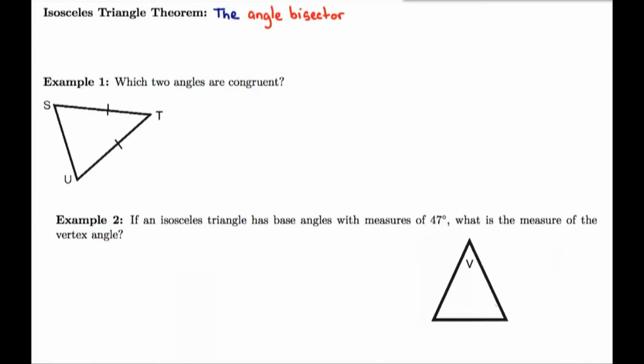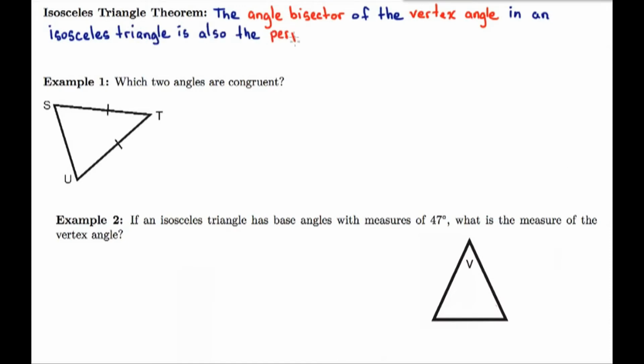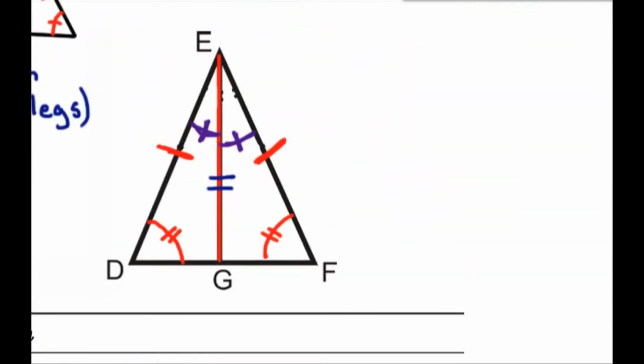Isosceles triangle theorem. The angle bisector of the vertex angle in an isosceles triangle is also the perpendicular bisector to the base. Okay, so let's jump back up to the last proof here and have a look at this. So we already know that these two triangles are congruent.